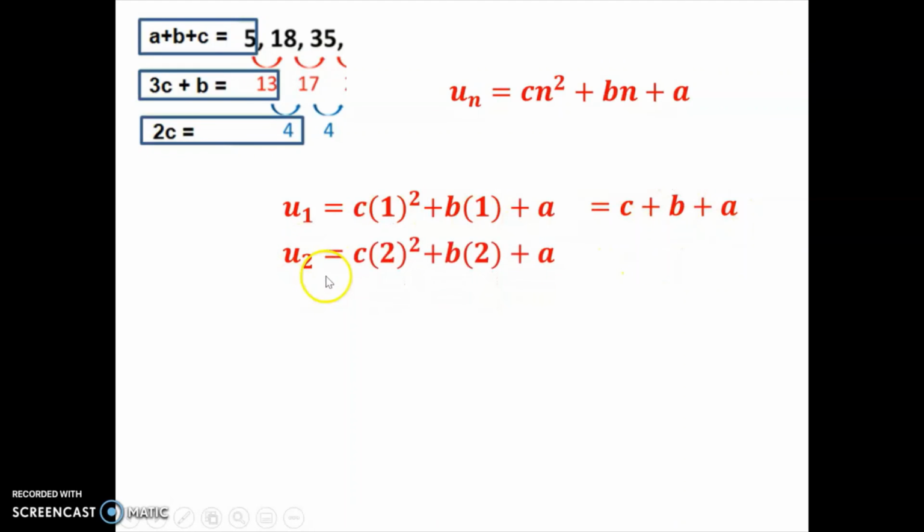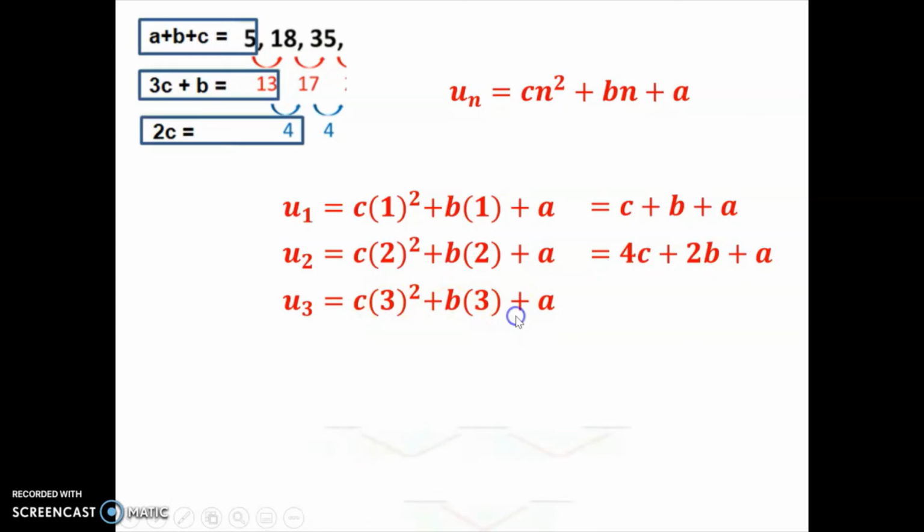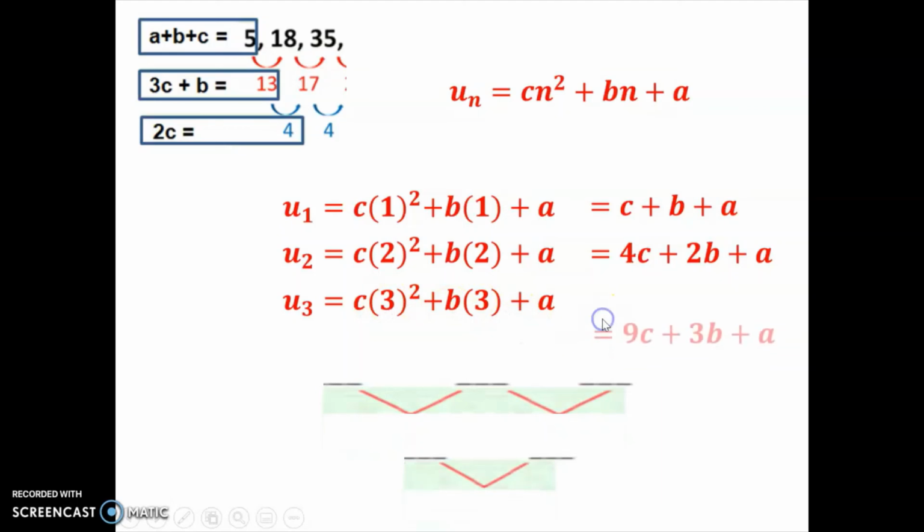Okay, u2. Now we put 2 in here, 2 in here. See, 2 goes in here for n squared, 2 goes here. Simplify that. 2 squared is 4. So that becomes 4c plus 2b plus a. Okay, and now I'm going to do u3. u3 means that third term, we're going to put 3 in here, 3 in here, 3 in here. 3 squared, 3 here. That simplifies to 9c plus 3b plus a.